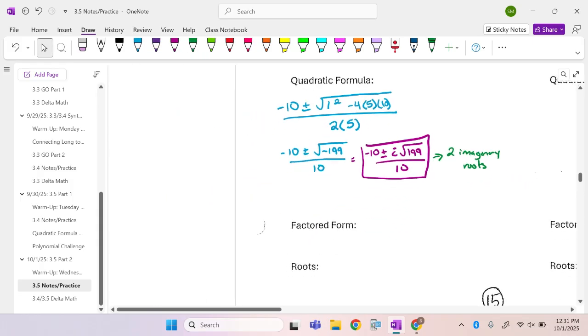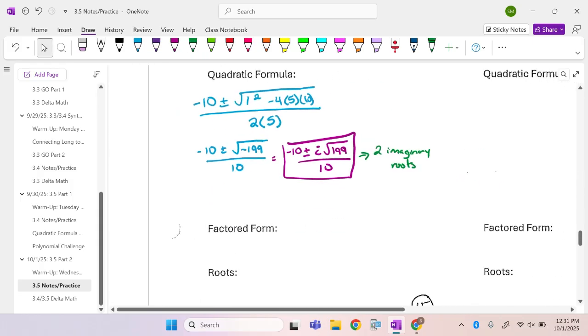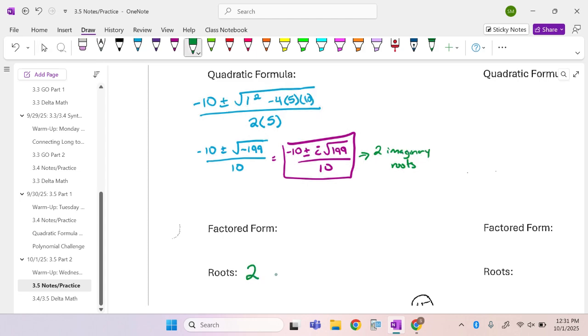So our last step, or 2 steps really, is to write the factor form and write out the roots. Let's write out the roots first because that's the easiest. And we're going to include the one that we found by graphing. So my first root would be what? What's the very first one that we found? 2. And then my second and third would be negative 10 plus I square root 199 over 10. And then negative 10 minus I square root of 199 over 10.